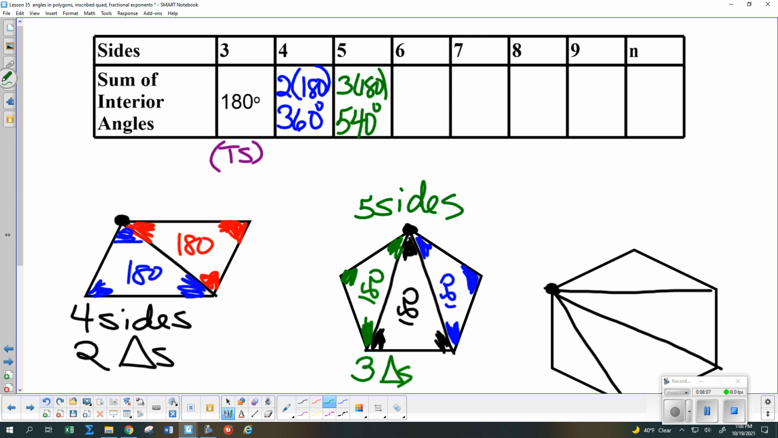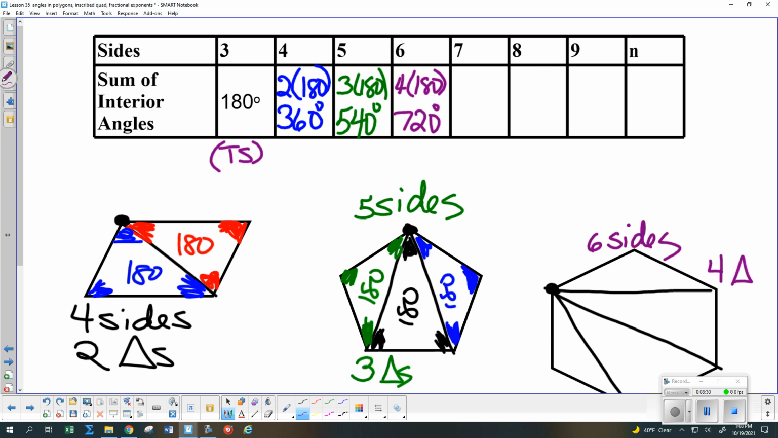Okay, if I had 6 sides over here, how many triangles did I get? So how many 180s am I going to have? So for 6 sides, I'm going to need 4 times 180, or 720 degrees.